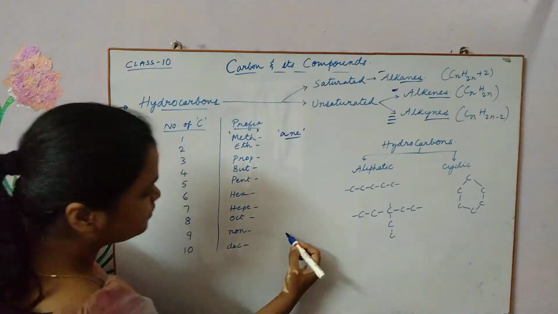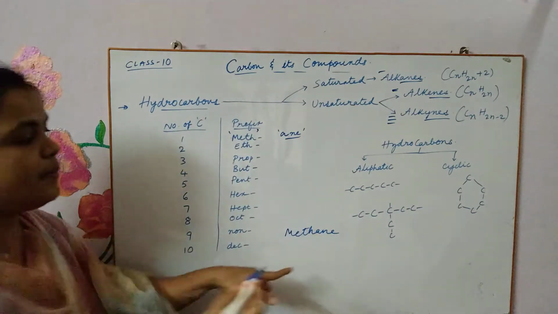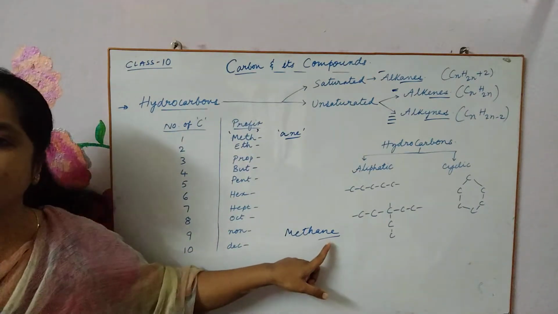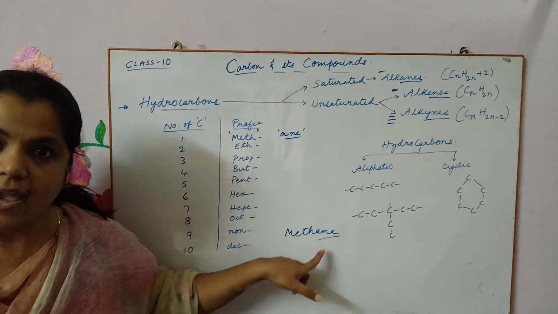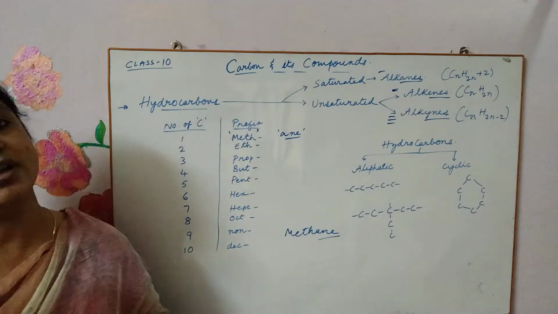Did you get that, children? What is methane now? It is a saturated hydrocarbon. How can I say that? By looking at the suffix, okay? Suffix is ane, that means it's saturated. Meth means it contains only one carbon.